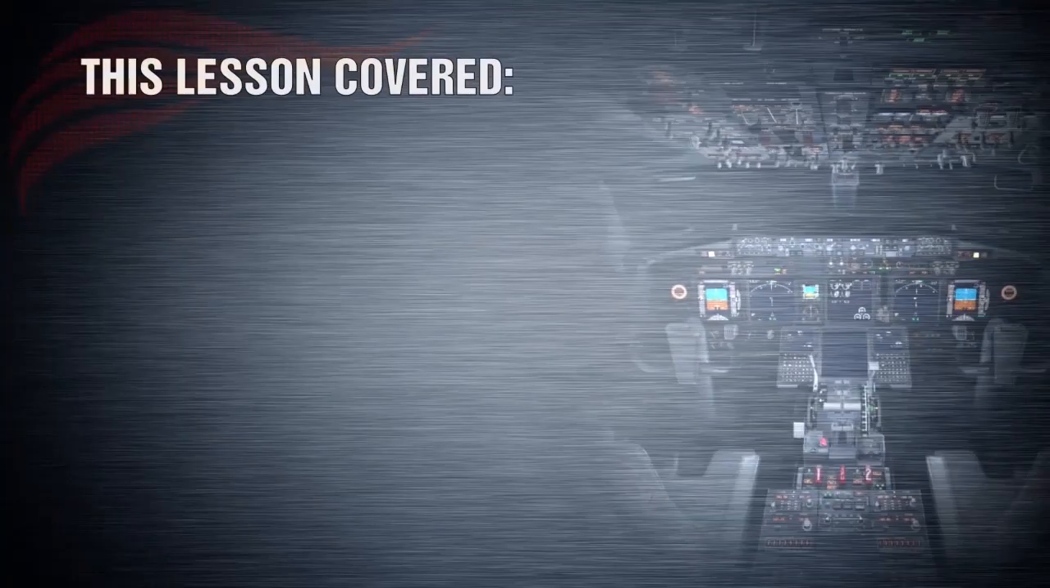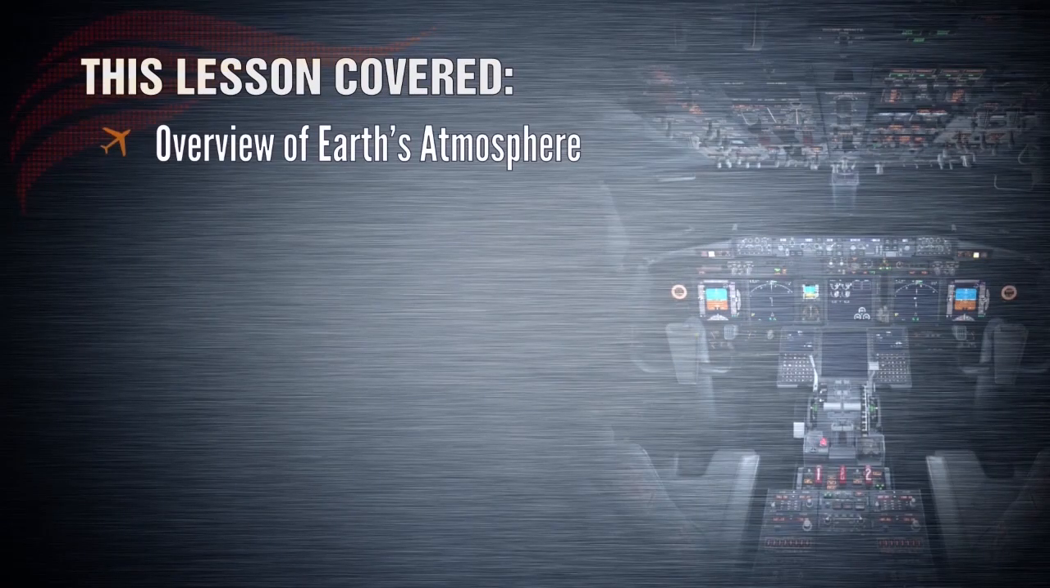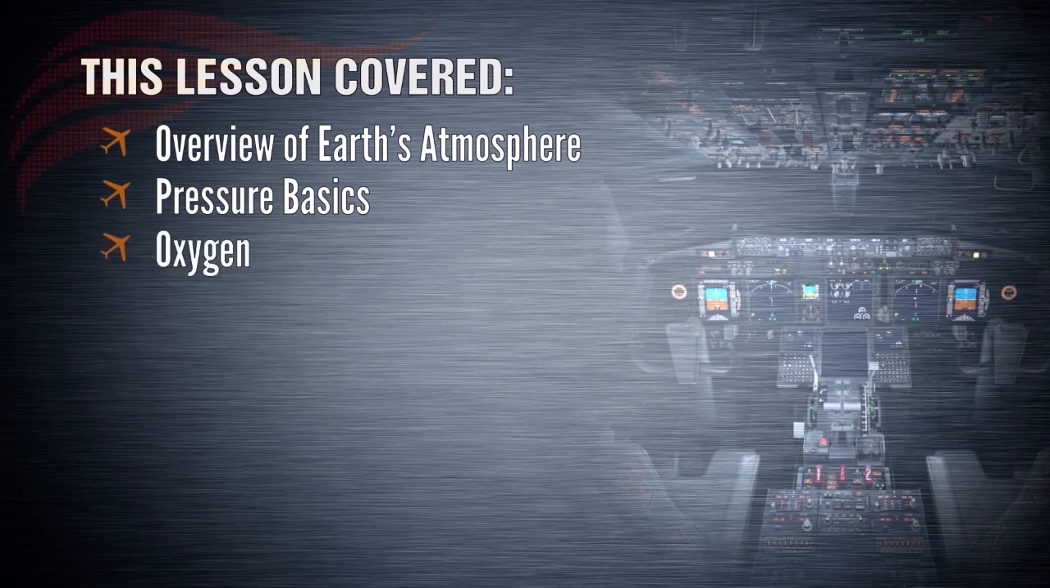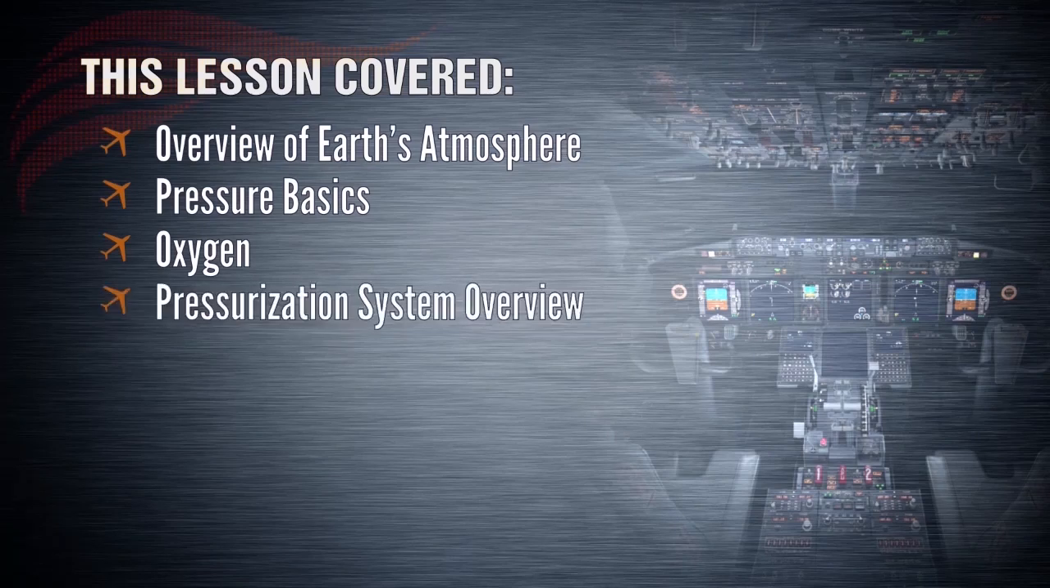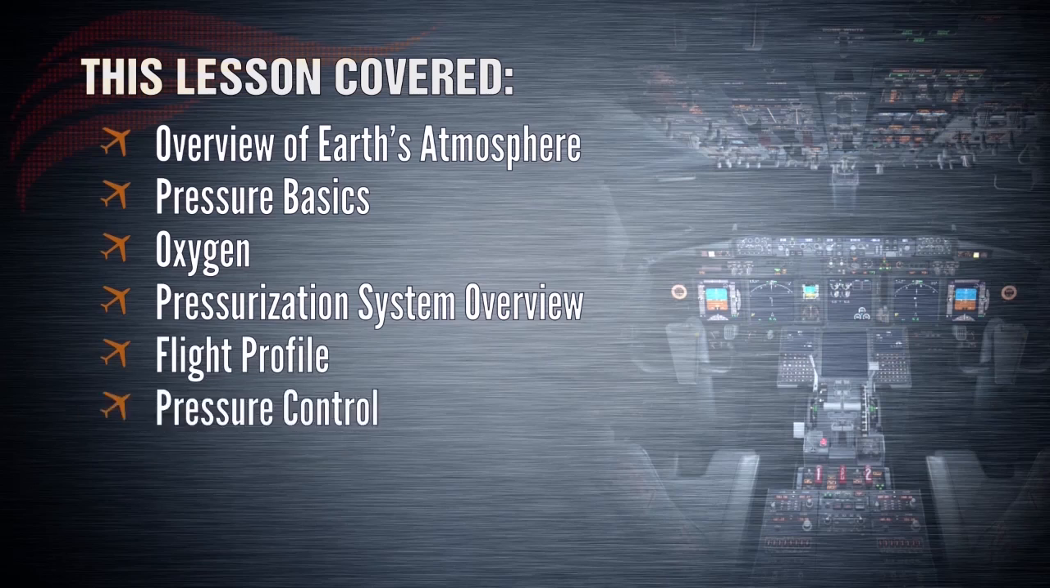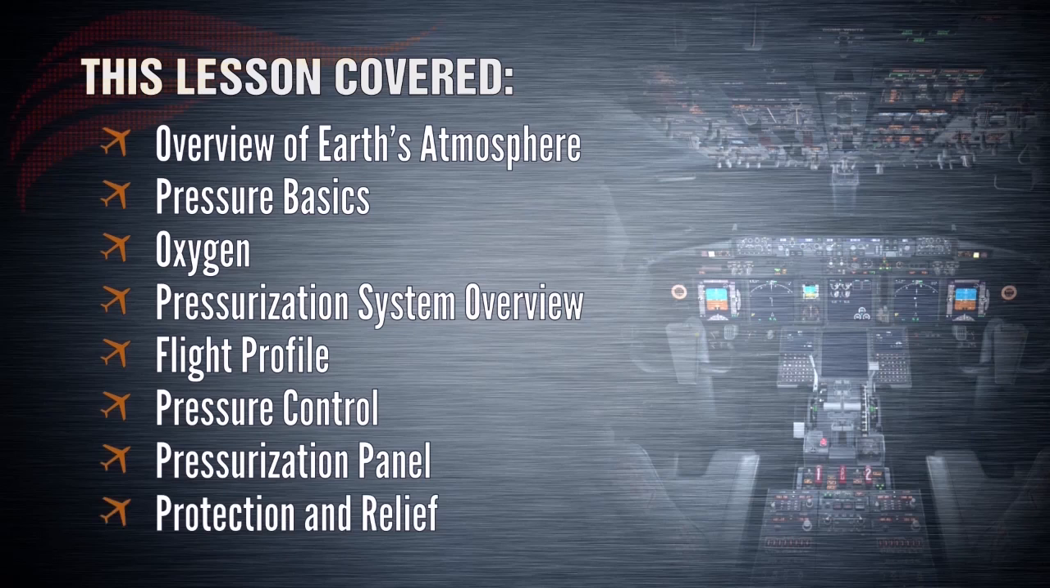This lesson covered the following topics: overview of the atmosphere and its components, pressure definition and measurement, with the United Airlines example, oxygen at different altitudes, the concept of hypoxia, 737NG pressurization system overview, typical flight profile and flight phases, cabin pressure controllers, CPCs, and pressure control modes, cabin pressurization panel and cabin altitude panel indicators and selectors, pressurization protection and relief, plus a lesson summary. This was the last lesson in the groundwork air system section.